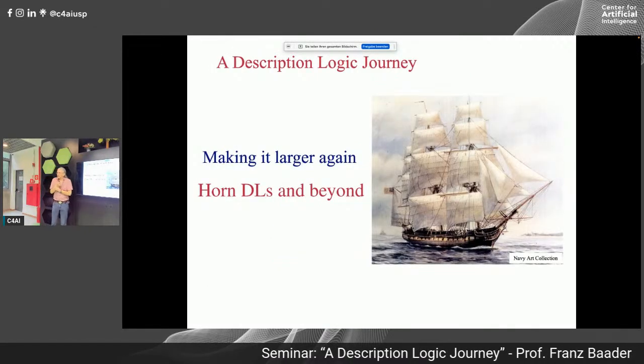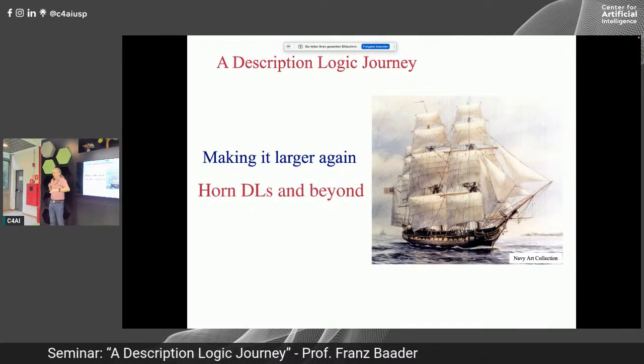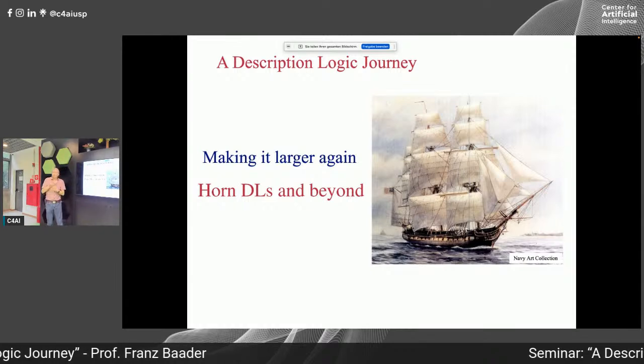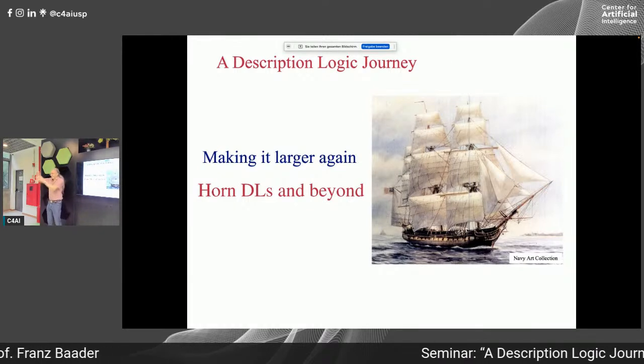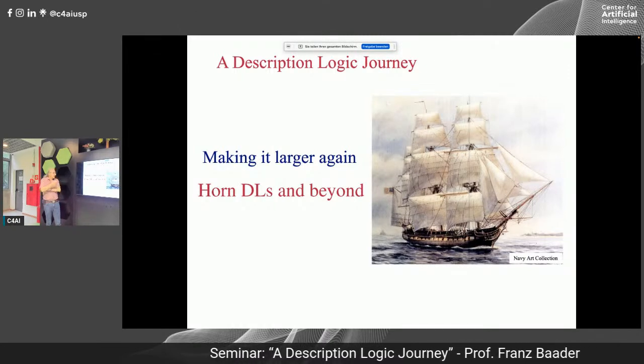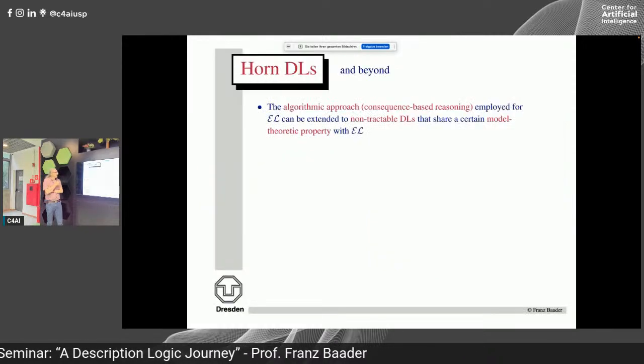Okay, now, so going up, going down. Now we are going up again. Yeah? Well, see, yeah, waves. So we make it larger again. So this is now about Horn DLs and beyond.